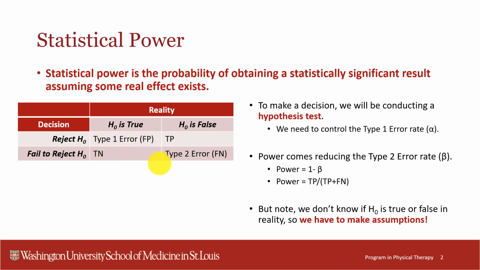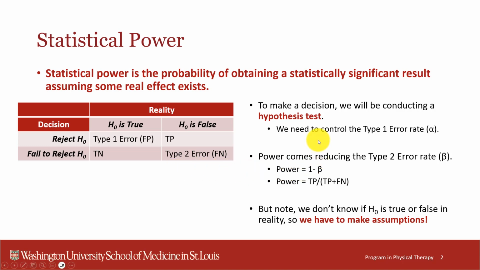And we're trying to avoid two different types of errors, right? Type 1 errors are false positives, when we reject the null hypothesis, but it's actually true. And type 2 errors, or false negatives, are when we fail to reject the null hypothesis, but the null is actually false, so we should have rejected it.